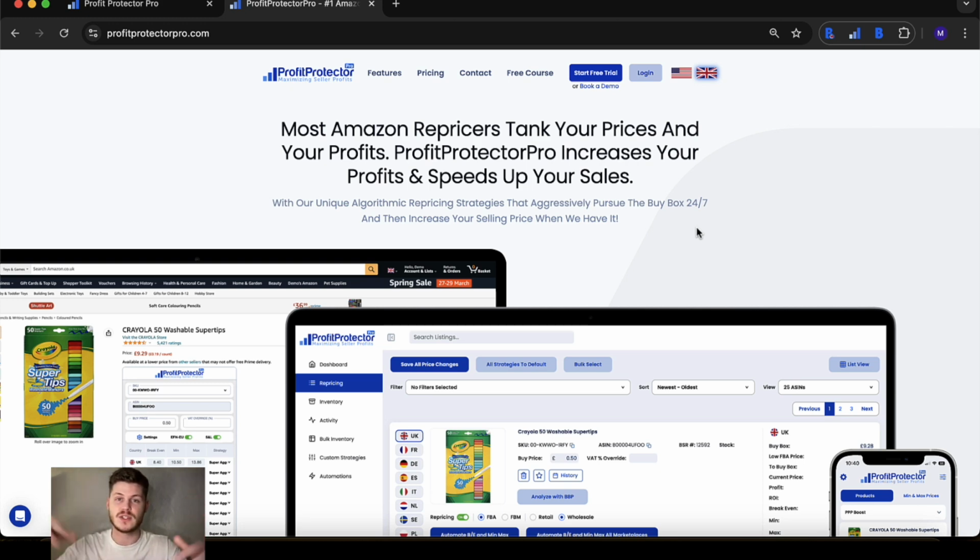Besides that, it's automating the entire repricing process, which is 100% called for these days, as manually repricing just isn't feasible unless you want to be spending all of your time manually repricing everything, which just doesn't work in today's Amazon climate, because other people are using automated repricers.